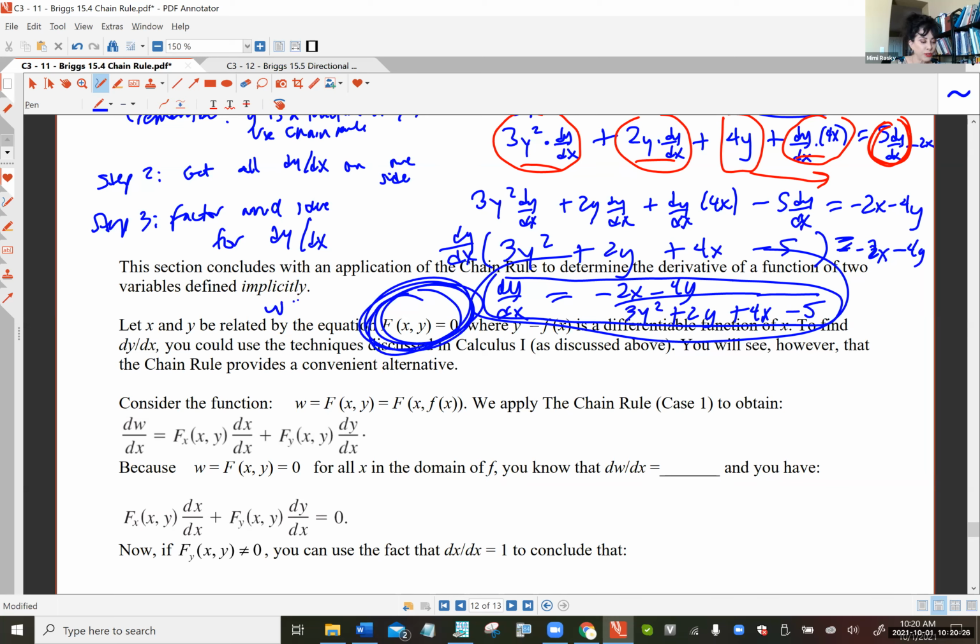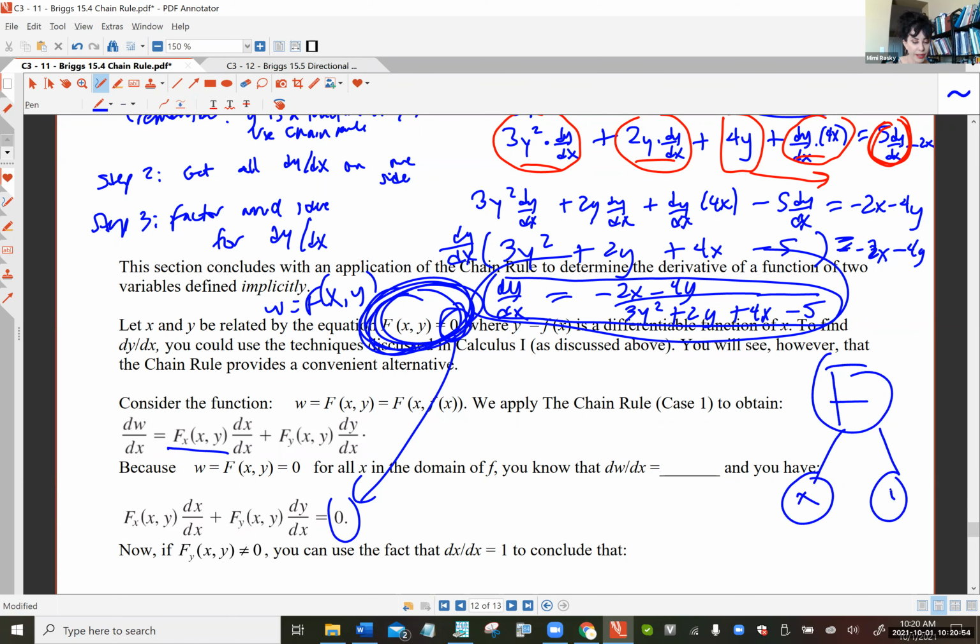where w is equal to this big F function. Big F is a function of two variables because it's got x's and y's in it. When you take the derivative of the right-hand side, it's easy because the derivative of 0 is just 0. But when you take the derivative of the left-hand side using the chain rule, you're going to have the partial of big F with respect to x times dx dx. I know that sounds kind of weird, but big F is a function of x and y, and both of these are functions of x here. It's a weird tree diagram.